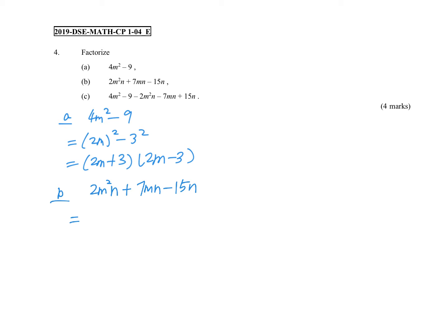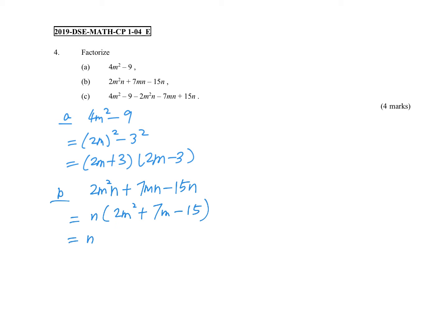So now observing that the three terms all consist of the common factor n, we need to take out the common factor n. And then you can see the remaining factor 2m squared plus 7m minus 15. So it's finally quadratic. So that's why we can use the cross method to handle the remaining factor only.